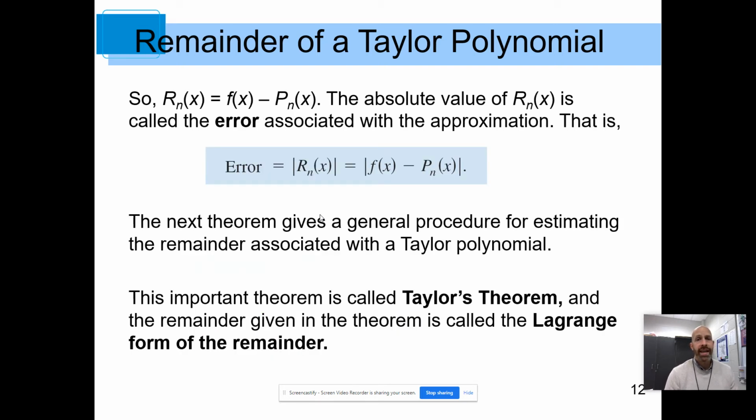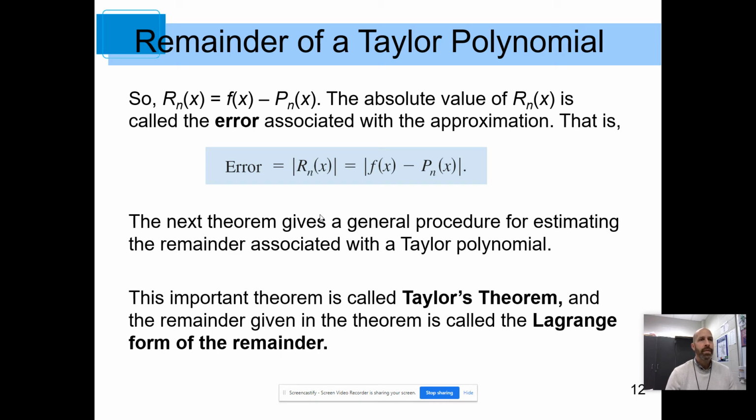So if we just adjust that equation, the remainder function is going to be just f of x minus the Taylor polynomial of the nth term. The absolute value of the remainder is called the error, or the error associated with the approximation. So if it's off by 0.2, the error is 0.2. If it's off by negative 0.2, the error is 0.2, the absolute value.